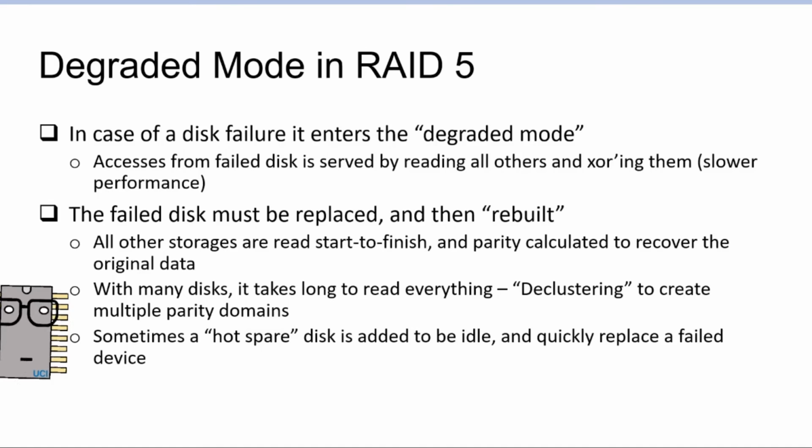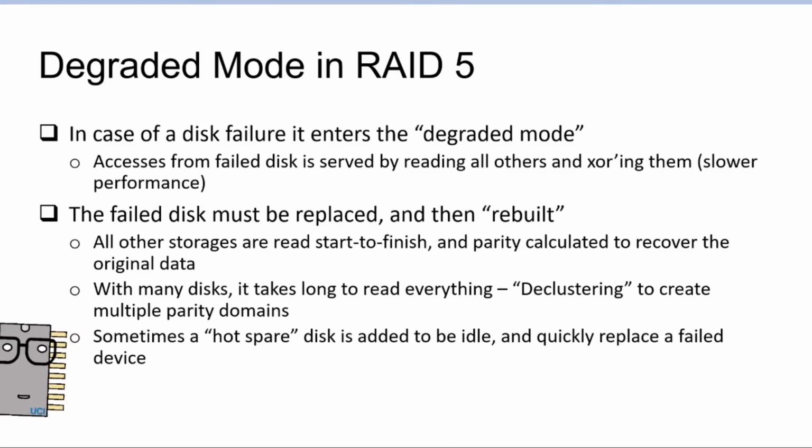So sometimes people do what is called declustering to create multiple parity domains. Even if you are creating RAID 5 with 16 storage devices to expose a single logical volume, you can, under the hood, divide the 16 storage devices into 4 units of 4, for example, to create, in this example, 4 parity domains. So that works well.